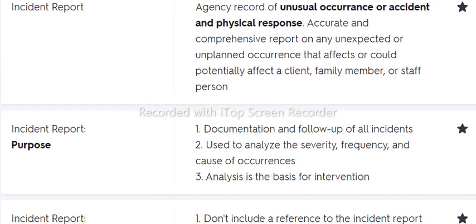Incident report. Agency record of unusual occurrence or accident and physical response. Accurate and comprehensive report on any unexpected or unplanned occurrence that affects or could potentially affect a client, family member, or staff person.